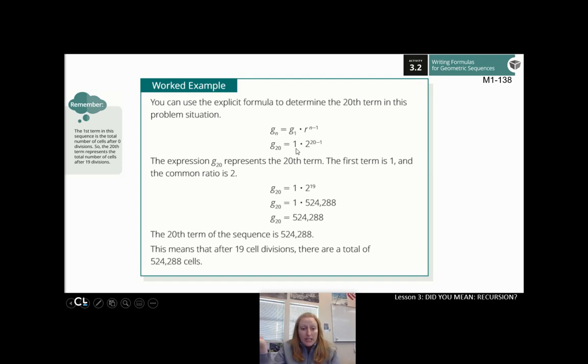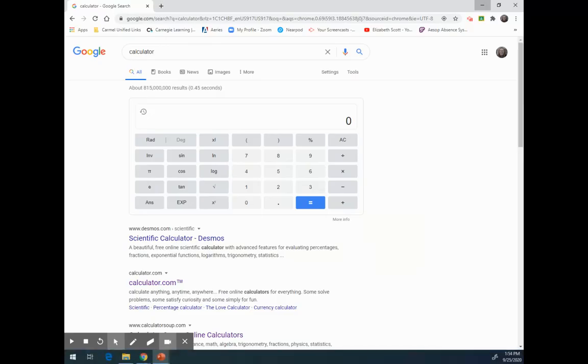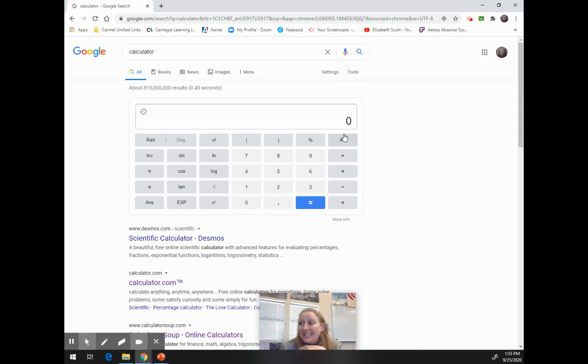It's doubling, right? It's multiplying by 2 every time. So my common ratio r becomes 2. Now, here's a few important tricks. The first part's easy. You need to make sure you take care of your exponents first. So 20 minus 1 is 19. Now, I'm going to show you something. Did you know that your calculator can do any exponent you want it to? Check this out. Watch this. I can do 2 to the 19th power.